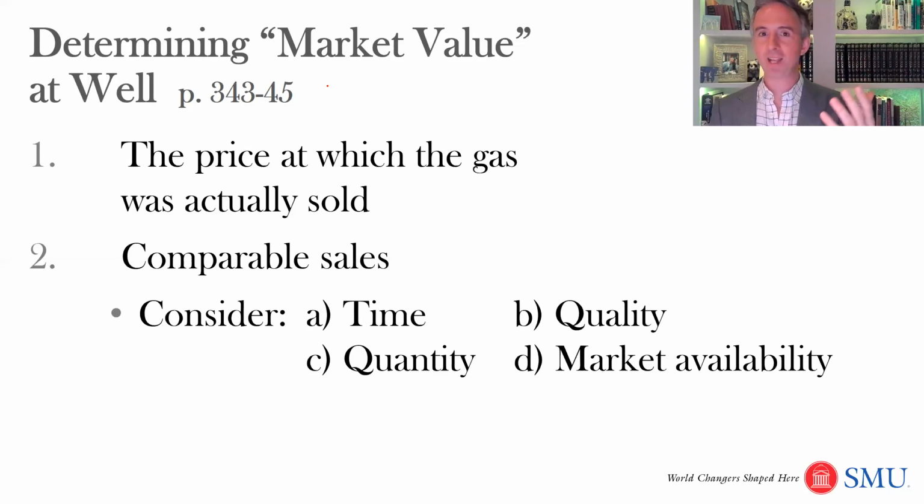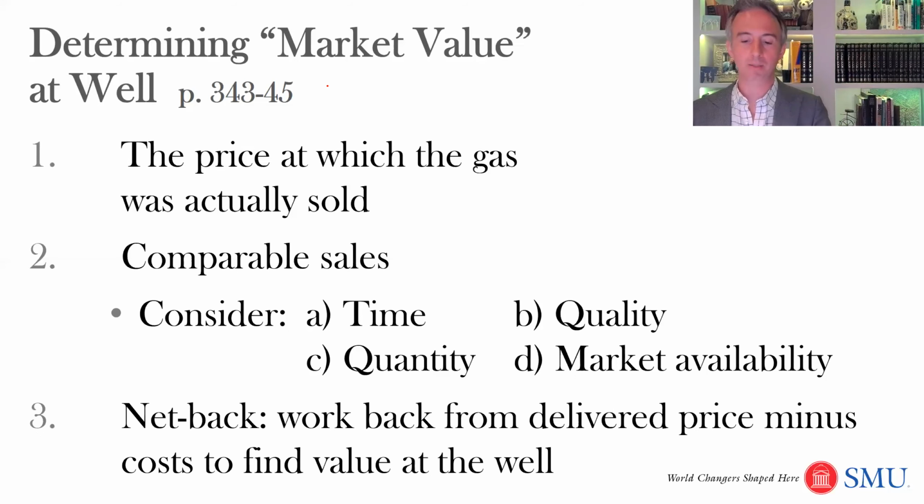Of course, market availability is also extremely important. So maybe the neighbor always has somebody willing to purchase from them. If you tried to sell, you wouldn't necessarily receive the same price. So markets can change both in the short term and the long term.